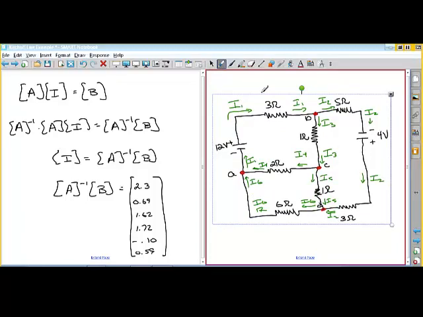So this I1 current is 2.3. I2 is equal to 0.69. I3 is equal to 1.62. I4 is equal to 1.72. I5 is equal to -0.10. And I6 is equal to 0.59. So because this is negative, the current is actually flowing in this direction. All the other ones are correct because they're positive.